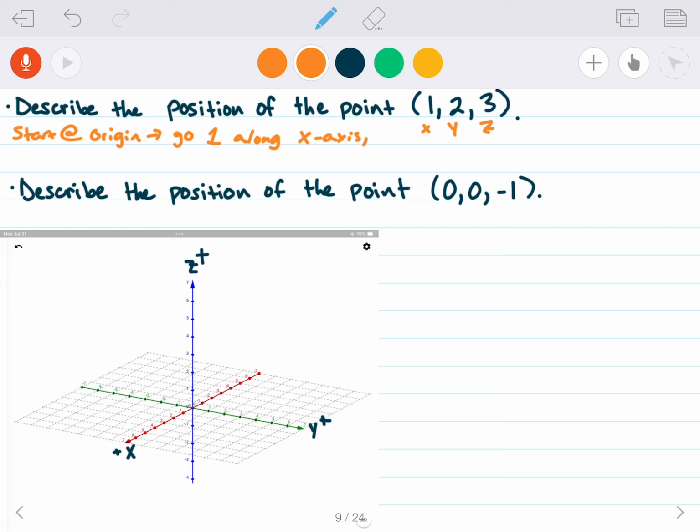Then we're going to go 2 in the Y direction. And finally, we're going to go 3 units up in the Z direction. So that's just the description. Now let's actually plot it.